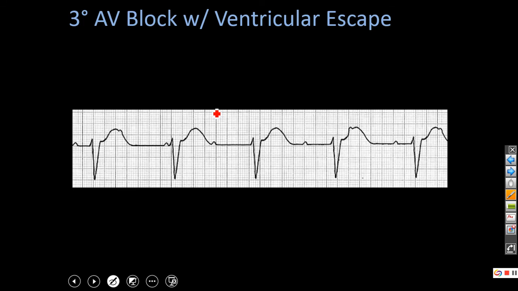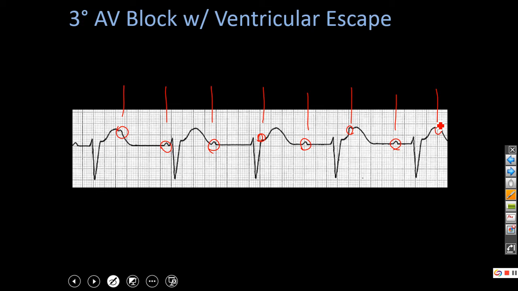Here's an example of third degree AV block with a ventricular escape rhythm. You've got P waves that are, some are hidden, and one there, so there's going to be one in here somewhere. There's one up there and one there, one on that T wave. So you can see the atrial rhythm is going to be regular. You can see each P wave maps out. However, the QRS complexes are also regular.